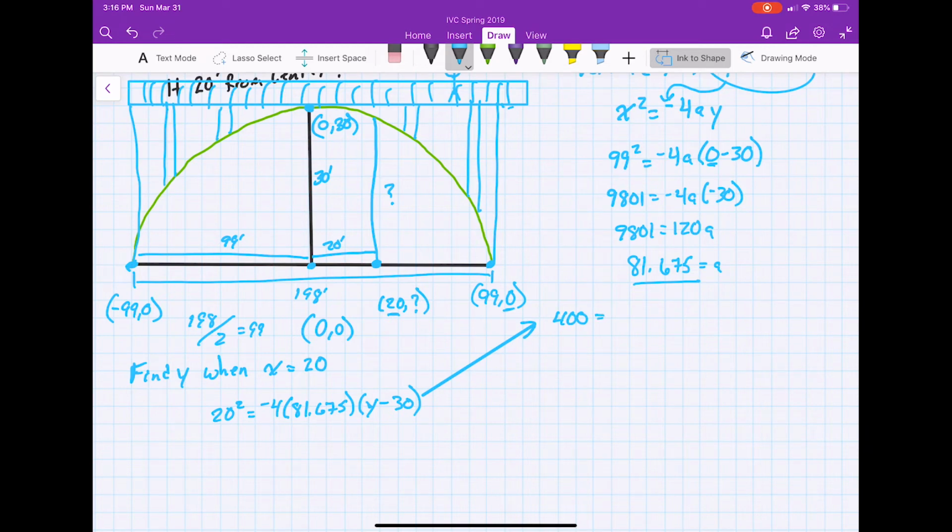And then 81.675 times negative 4 is going to be negative 326.7. Don't worry, I did that with a calculator. And this is still going to be y minus 30. So 400 divided by 326.7 is equal to y minus 30.